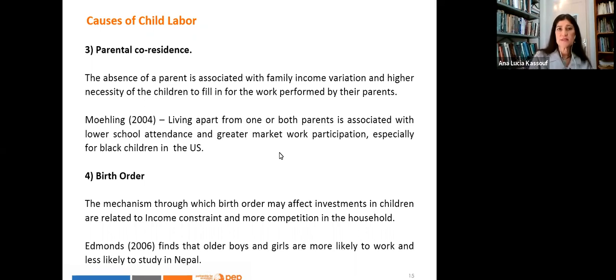Birth order is another important variable that causes child labor. It's very easy to show that an older sister usually works a lot in the household. It's associated with household chores. And the older brother usually goes to market labor. And the younger siblings actually go to school and study. So there is a burden on the older brothers to work, to get income, and for the youngers to study. There are many different papers showing that. This one I cited is in Nepal. Older boys and girls are more likely to work and less likely to study.